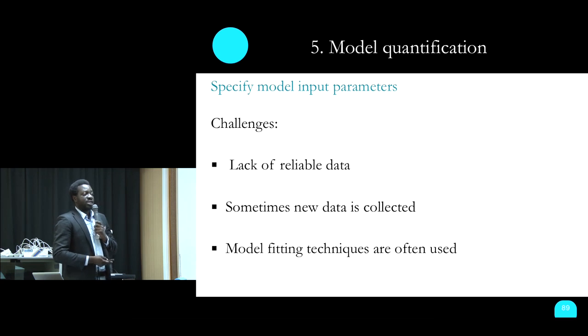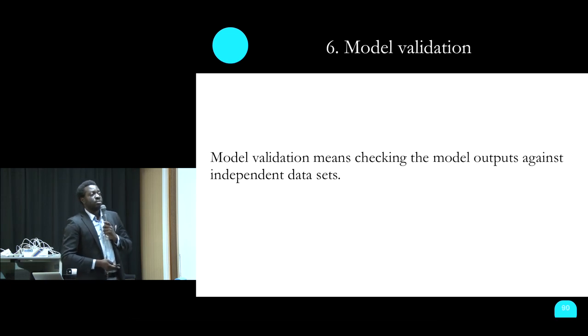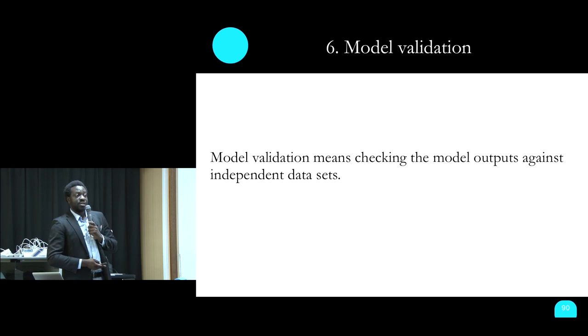So we have a lot of challenges. We have a lack of reliable data. Sometimes it's really hard to find reliable data. Sometimes you need to collect new data when you do the modeling. And sometimes there are some very sophisticated techniques for estimating parameters in mathematical models. Then we have the model validation. As I said, model validation is the stage where you compare the results of your model with other models that are looking at the same thing.